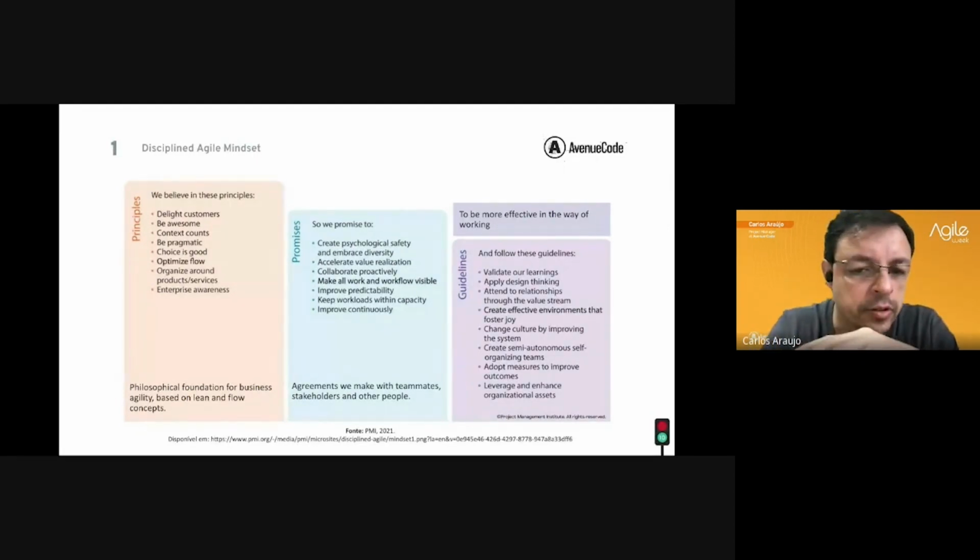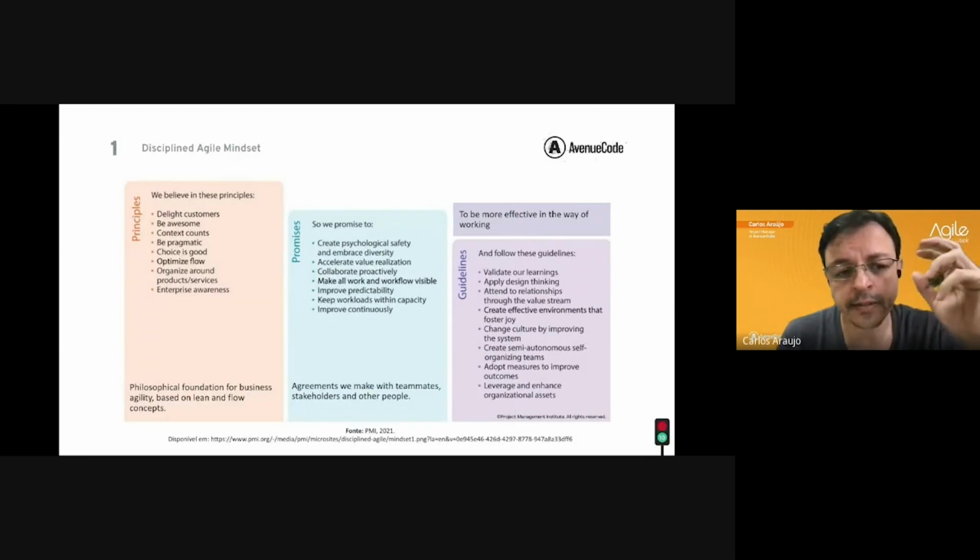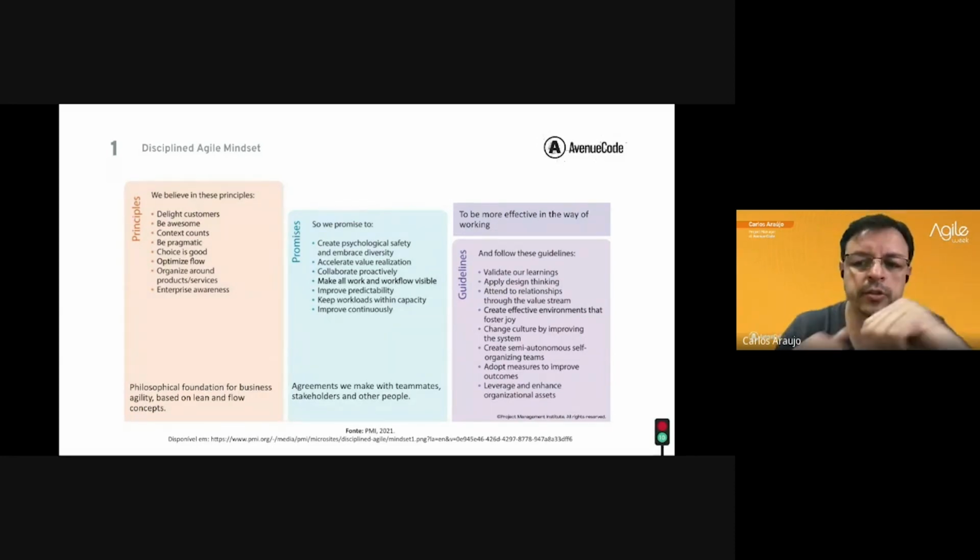So when we talk about the mindset of DA, it works in this sense. The principle is delight customers. We need to go beyond satisfying our customers' needs, beyond meeting their expectations, and so on. Be awesome. We should always strive to be the best that we can and always try to get better. Context counts. I think for DA this is one of the top priorities among the principles we must work on, because we need to think that every person, every team, every organization is unique. So we face unique situations in the projects, and the implication of that is that we need to choose our way of working.